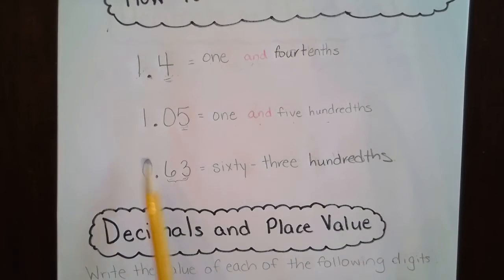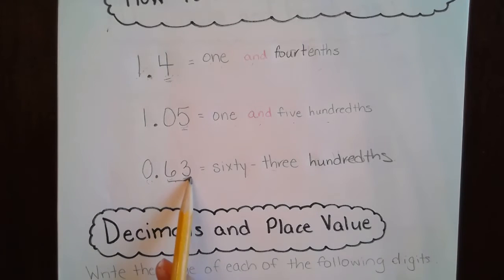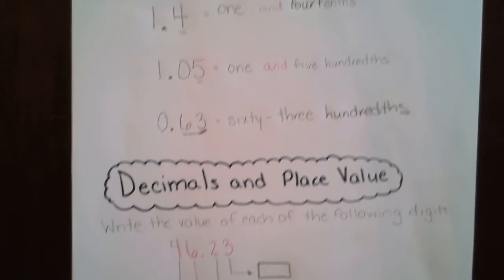Here we have 0.63. We don't say a number "and" something because there's nothing in the whole number section. So we just read that number as if it were a whole number. We just say 63. And then you see what place does it end in? It ends in the hundredths place. So we pronounce it 63 hundredths.